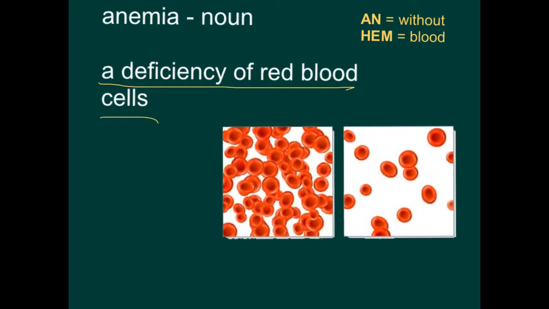So if you look, this is what normal blood looks like, and this is what anemic blood looks like. Look at the difference in the number of red blood cells. It's huge, right? And our sentence is, the young girl suffered from anemia and often felt tired.